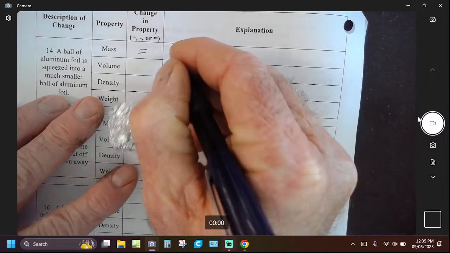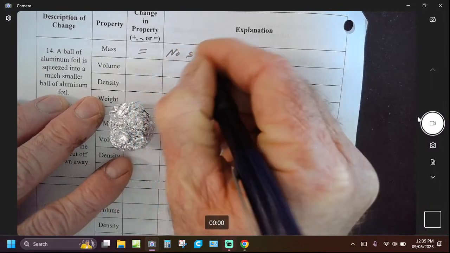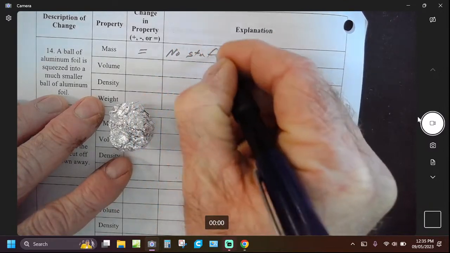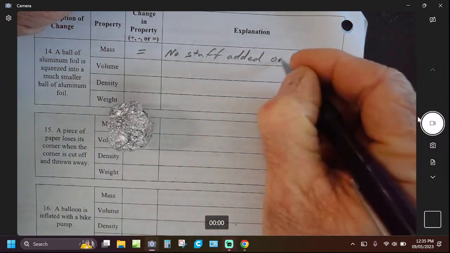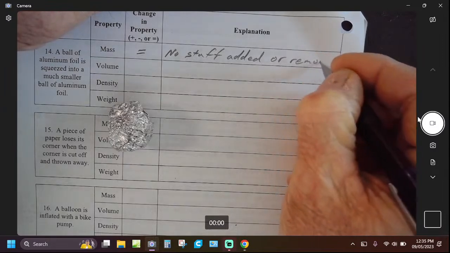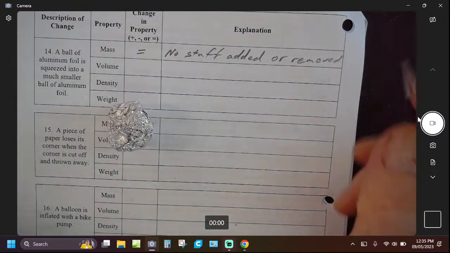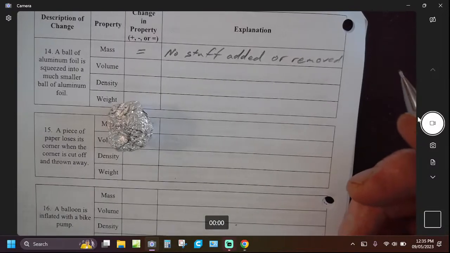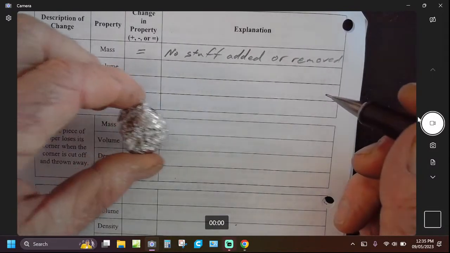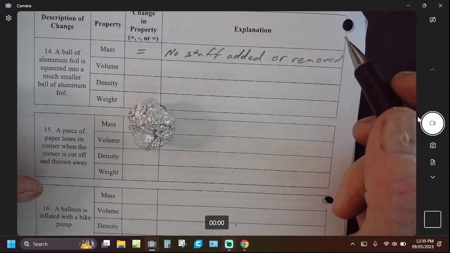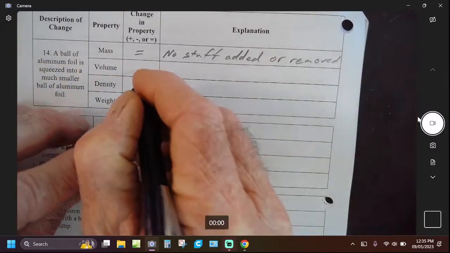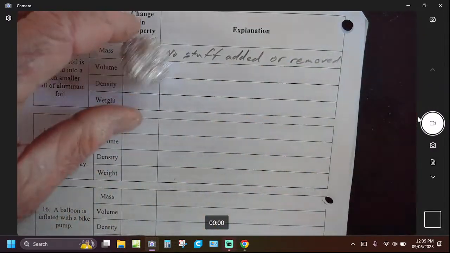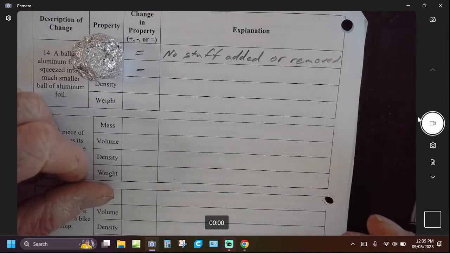So you could say this however you want to. I'm just going to say no stuff added or removed, because there's not much space to really say much. That's how you change mass. You either have to take something away or add something. All right. Raise your hand if you can tell me what happened to the volume. Prosper. Volume decreased. I'm going to use minus. So Prosper, how do you know? Like what makes you think the volume decreased?